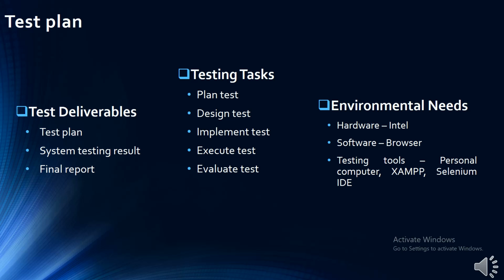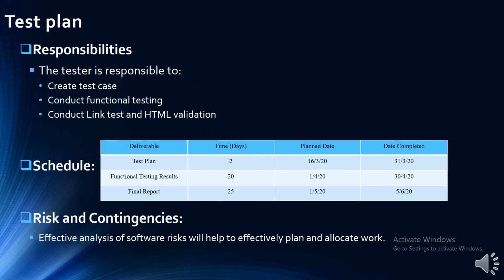And the environmental needs are hardware, Intel, software, browser, and testing tools, which are a personal computer, XAMPP, and Selenium IDE. As for the responsibilities, the tester is responsible for creating test cases, conducting functional testing, and also conducting link tests and HTML validations. For the schedule, we use 2 days for our test plan, 20 days for our functional testing results, and 25 days for our final report. And for the risks and contingencies, effective analysis of software risk will help to effectively plan and allocate work.